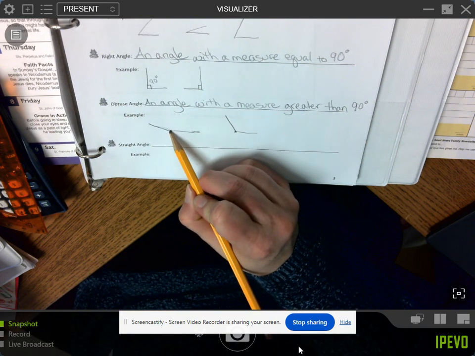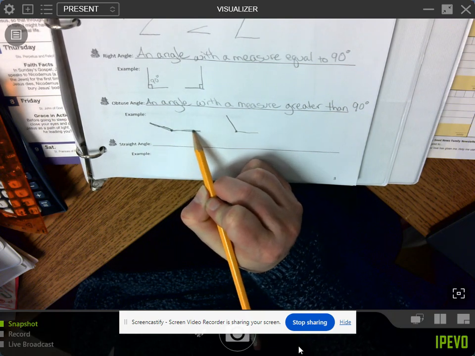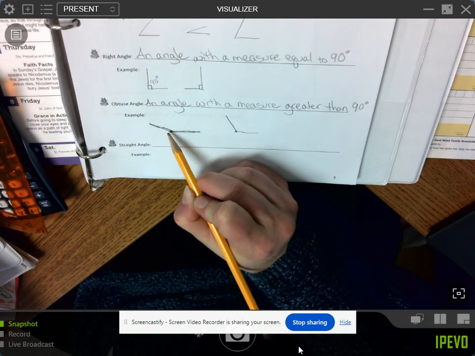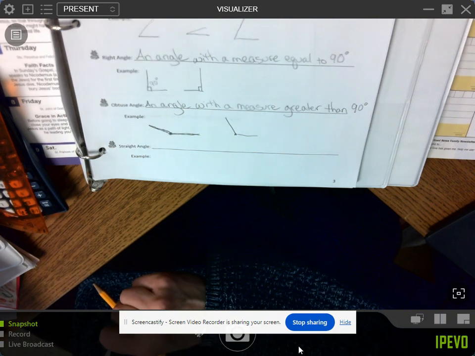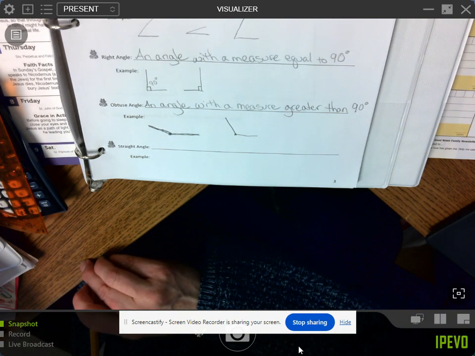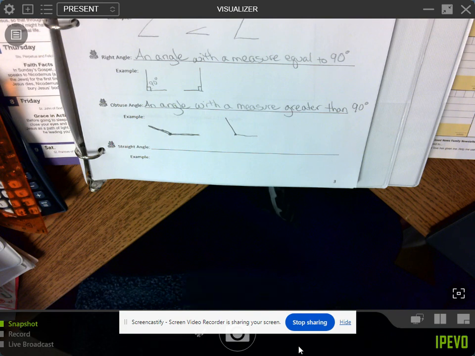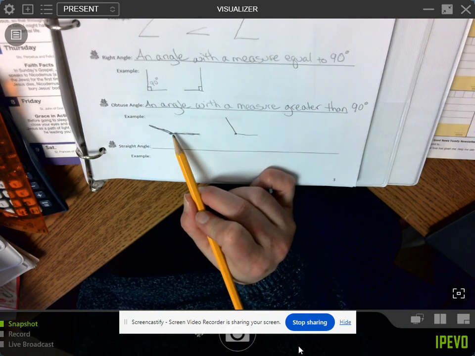It has a vertex where the two sides meet. So yep, every angle has that vertex. You said a dot. So every angle has a dot.